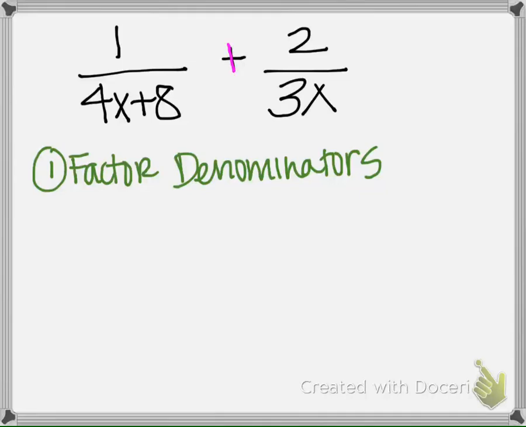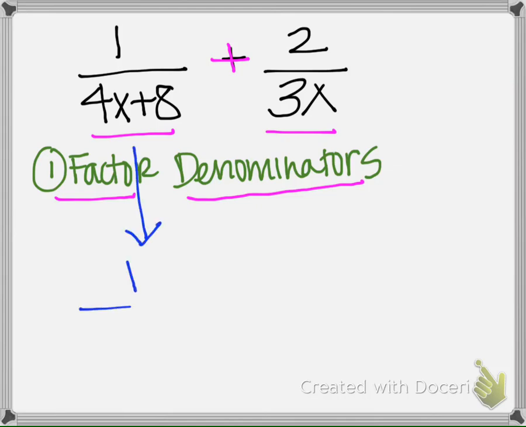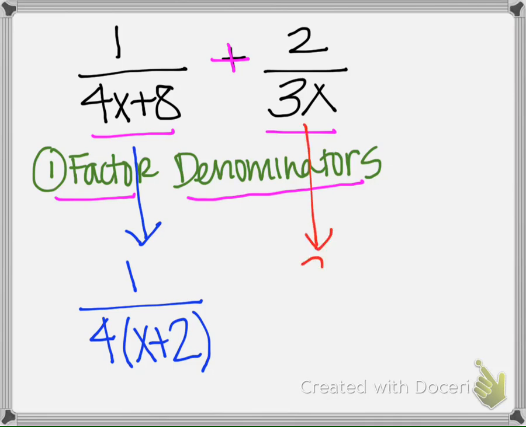Alright, so first of all, we're adding fractions. So we need a common denominator. The denominators need to be the same. So in order to do that, the first thing we need to do is to factor the denominators. So our first one can be factored by pulling out the GCF of 4. And then here, there's nothing we could do with 3x.